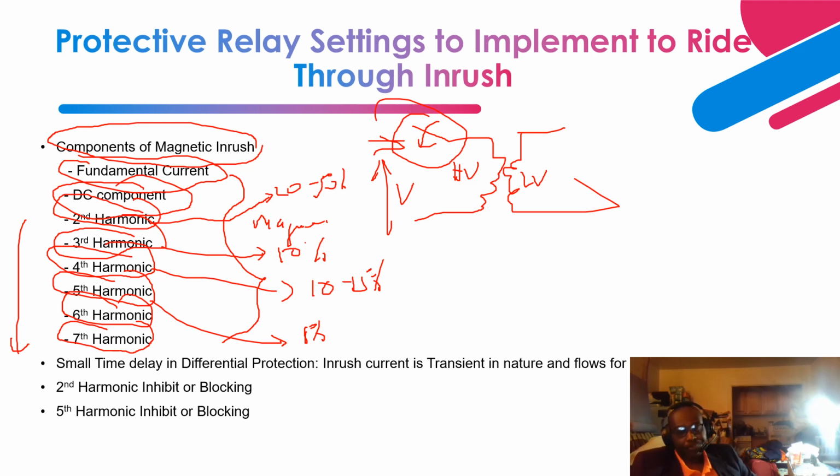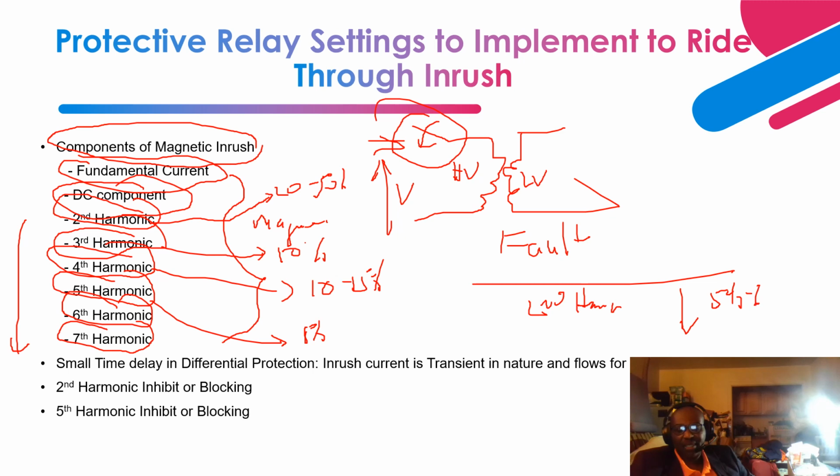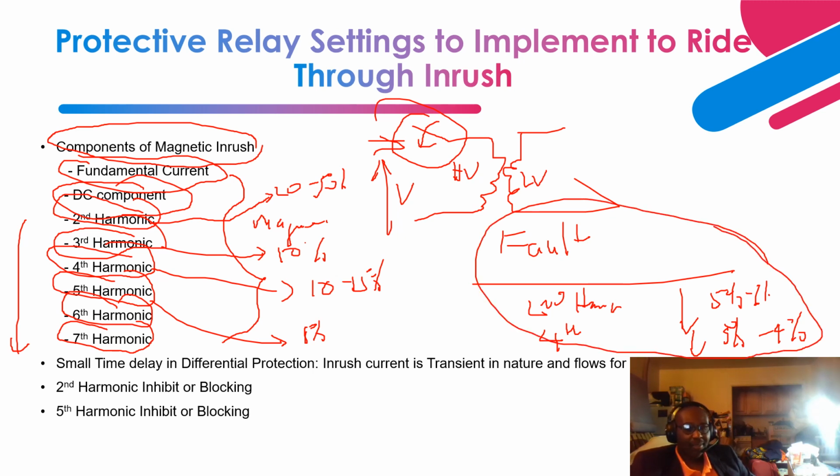Okay, so let's consider a fault condition, a fault current. A fault current also has all these components, but the second harmonic content is lower. Let's say a fault will have a second harmonic content of 5% to 6%, and a fourth harmonic content of about 3% to about 4%. So that is the key, right?